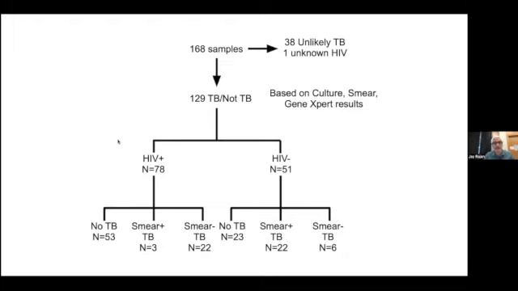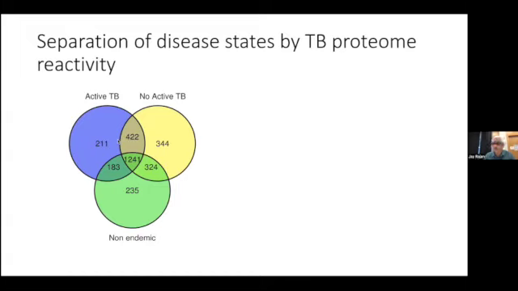This is basically a description. In the end, I had about 129, 130 serum samples to work with. These were people with and without HIV, and then with and without TB proven by culture. And so I ran these samples on my PhIP-Seq library. This is work that I'm currently in the process of putting together to publish. And what we were able to find is that we can separate disease state by TB proteome reactivity.